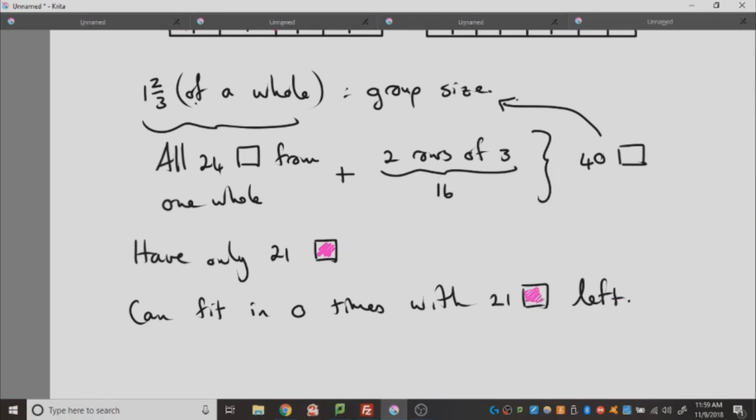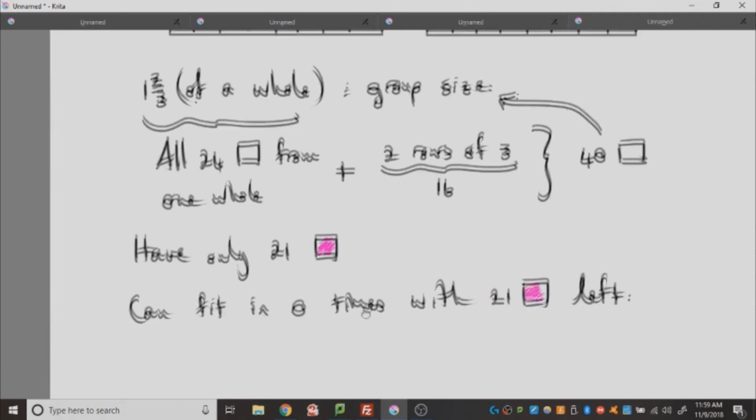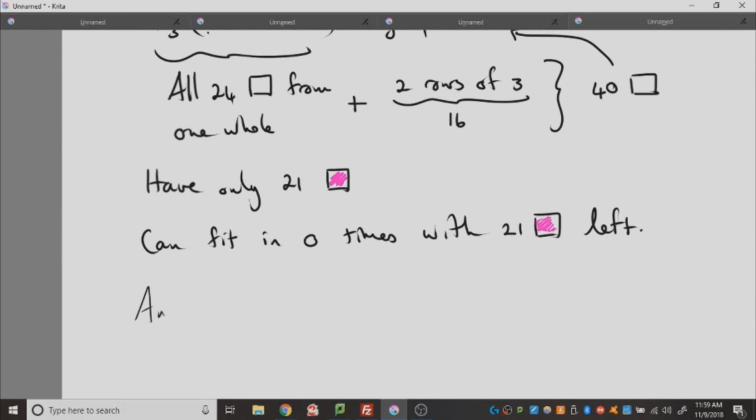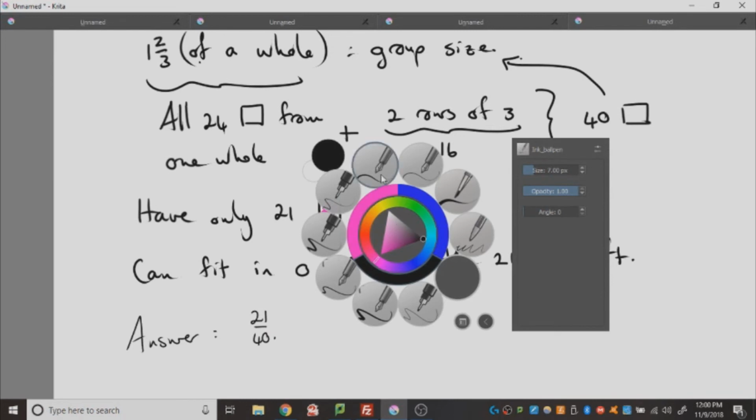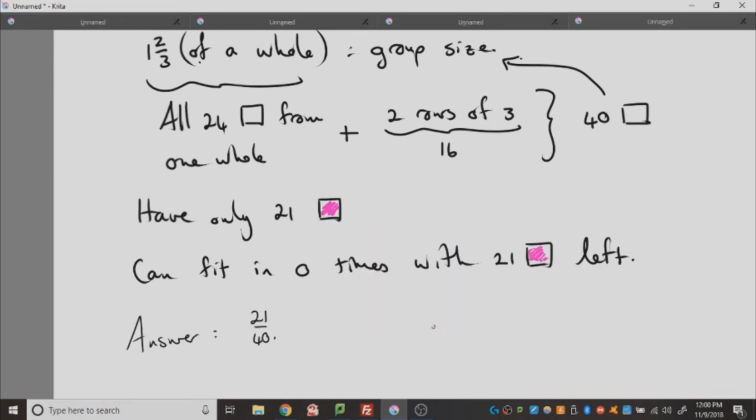So when I feel it's a little more confusing, these numbers and how they relate, I write down more sentences. So my answer in the end, why is my pen so thin suddenly? Is what? 21 over 40. I think I accidentally changed it randomly. There it's back.